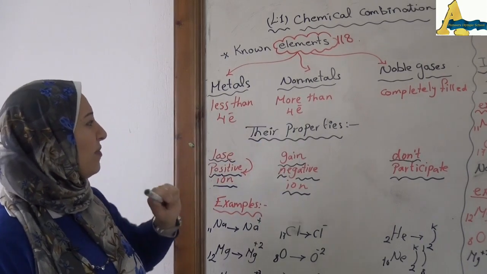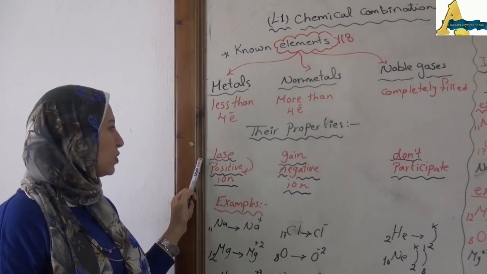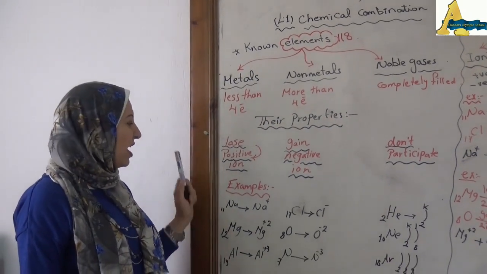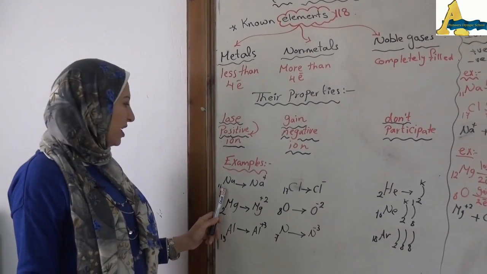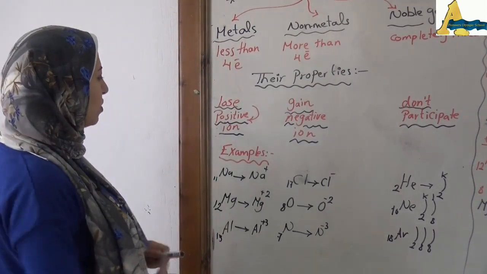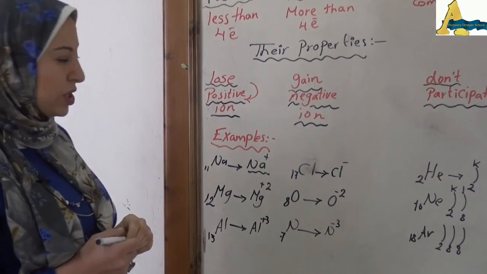And according to their chemical properties, the metals tend to lose electrons during the chemical reaction and change into positive ions. Let's take an example like sodium, Na 11. When we distribute the electrons, it will be 2, 8, and 1. So it's going to lose 1 electron and change into a positive ion carrying 1 positive charge.